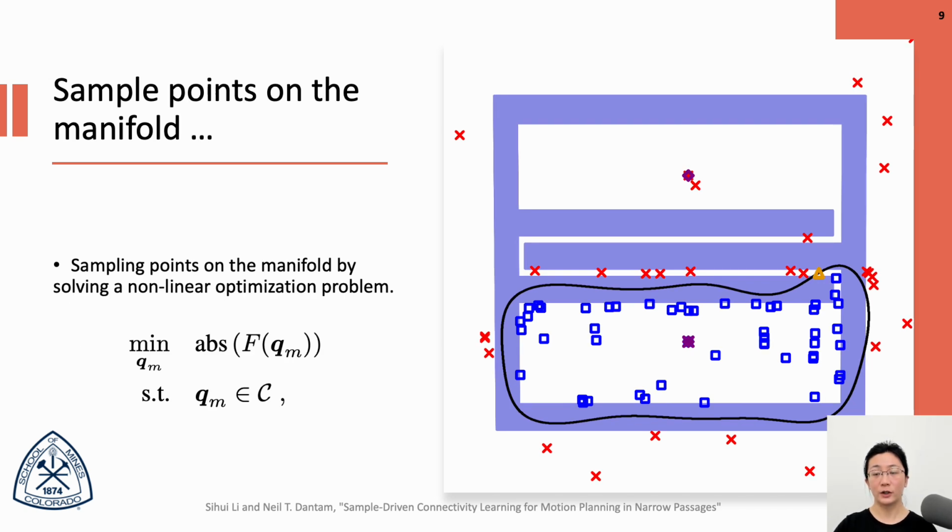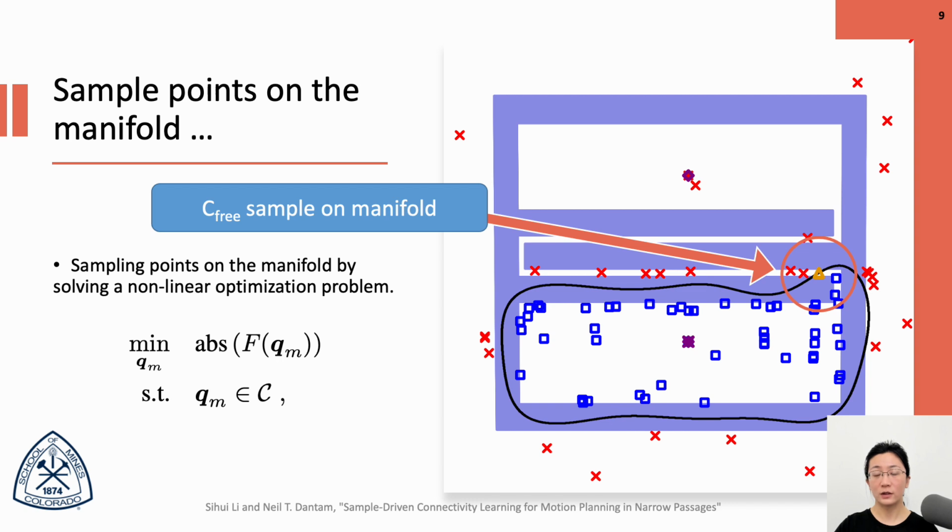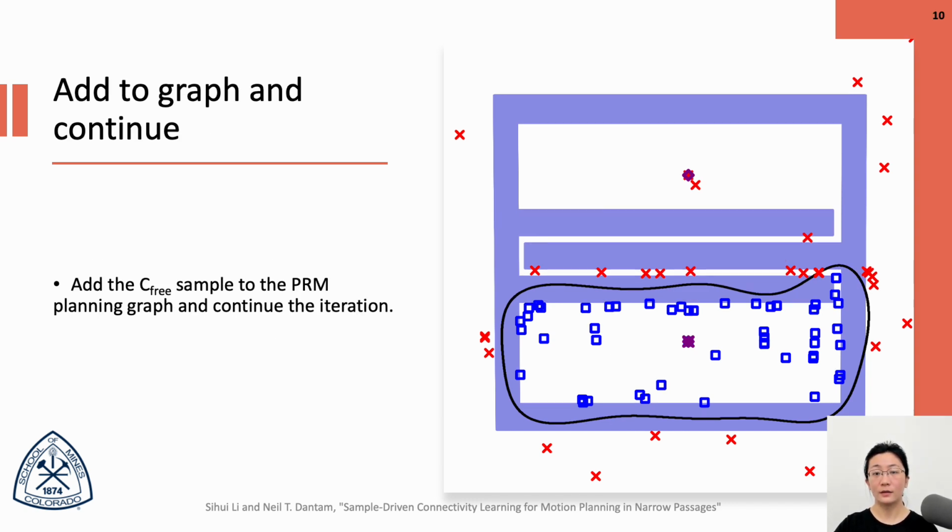The two classes of nodes from disconnected components of the planning graph must connect with each other to form a path. Since the manifold, as the classifier decision boundary, separates the two classes, any valid path must cross the manifold, and more precisely, a collision-free configuration on the manifold. To find such configurations, we sample points on the manifold and then save the collision-free configurations. Then, we add the collision-free samples to the PRM planning graph, and this iteration continues.